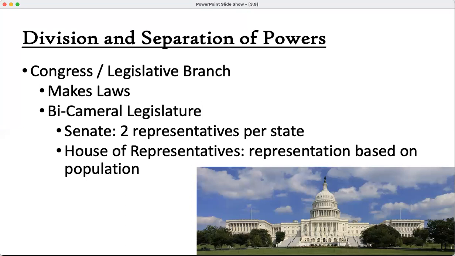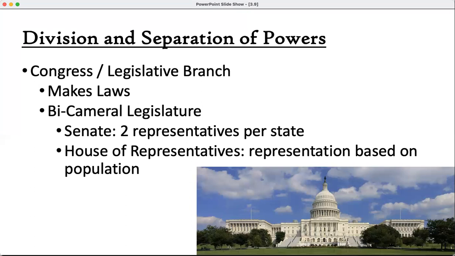So, because every state gets 2 senators, it does mean that states with smaller populations are overrepresented in terms of votes per capita, right? If you're in North Dakota and you have 5 people, the amount of influence each citizen has over their senator is going to be a lot greater than like California or Texas.